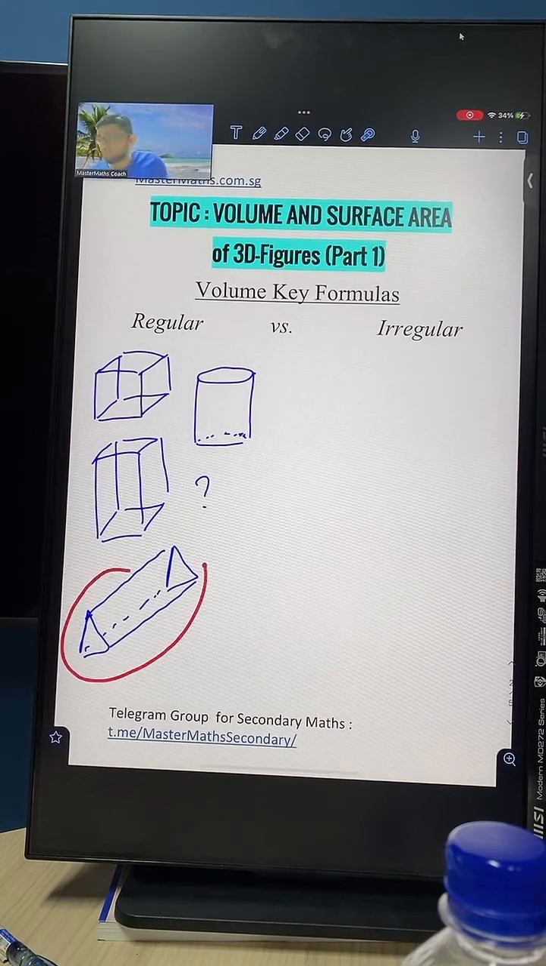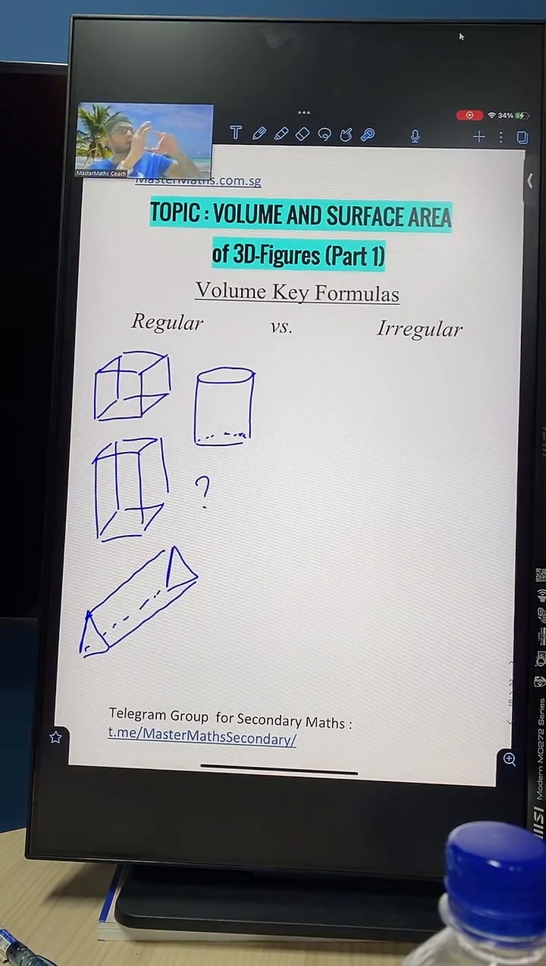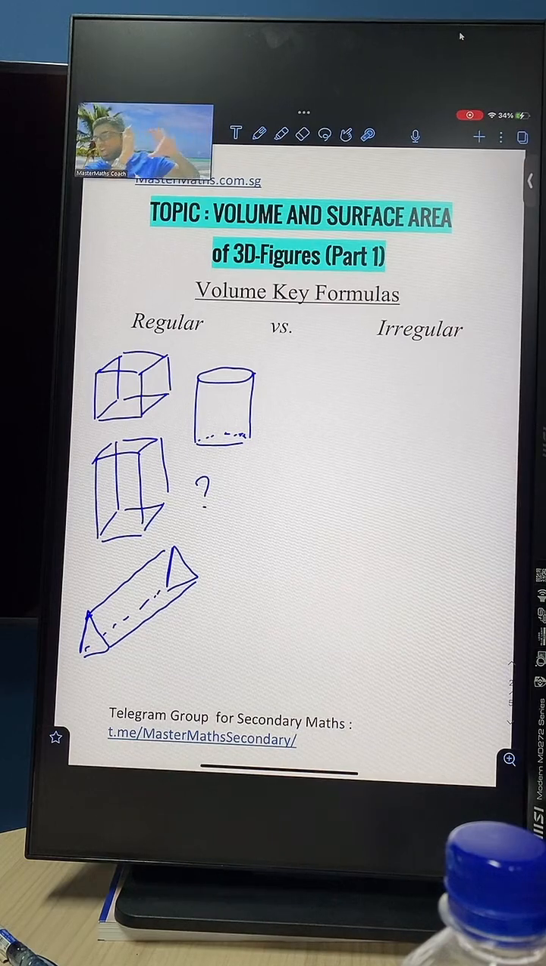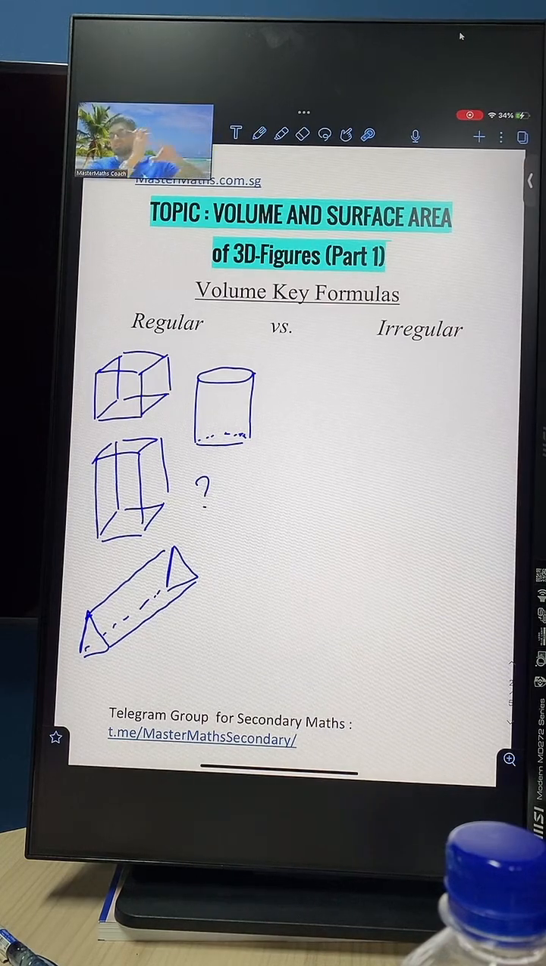Okay, so this is an example of a regular shape as well. Why? Because throughout the shape, you see the same sizing all the way. Same sizing all the way. That means you are a regular shape. Simple as that. Okay? Now next.